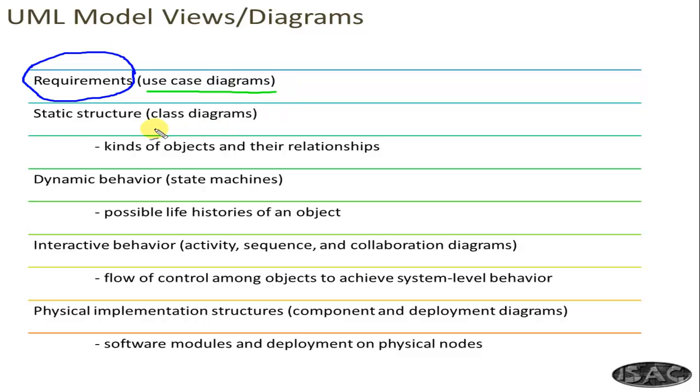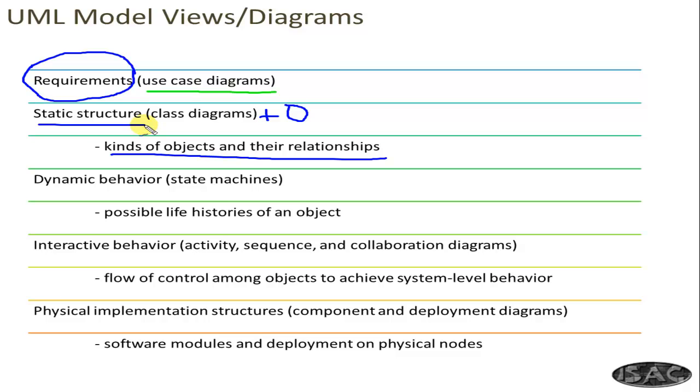Class diagrams are used when you are trying to find out the kind of objects and their relationships. So these are class diagrams and object diagrams as well. These are static in nature because once you define that behavior, it does not change over time.